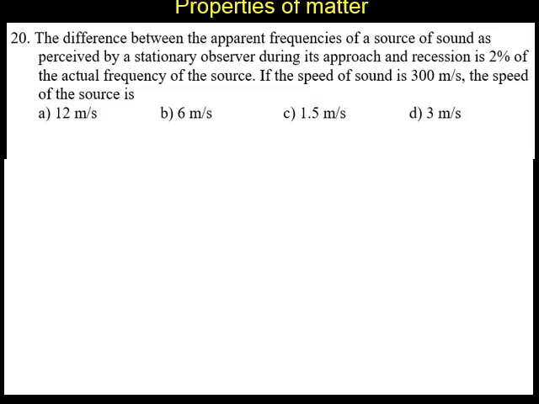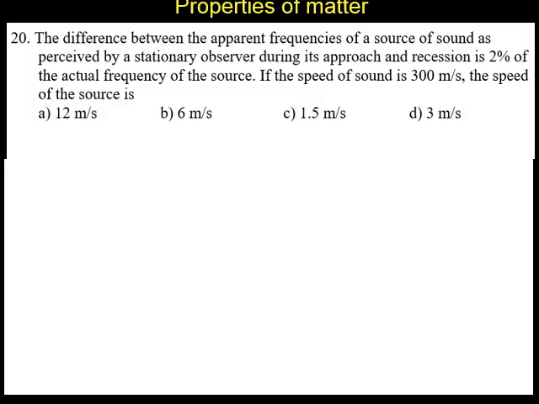Question number 20. The difference between the apparent frequency of a source of sound as perceived by a stationary observer during its approach and recession is 2% of the actual frequency of the source. If the speed of sound is 300 meters per second, the speed of the source is: the alternatives are 12 meters per second, 6 meters per second, 1.5 meters per second, 3 meters per second.